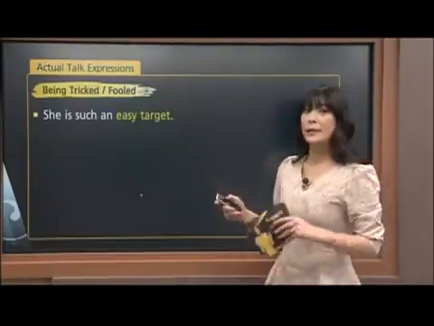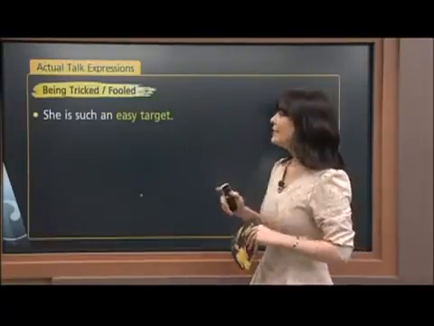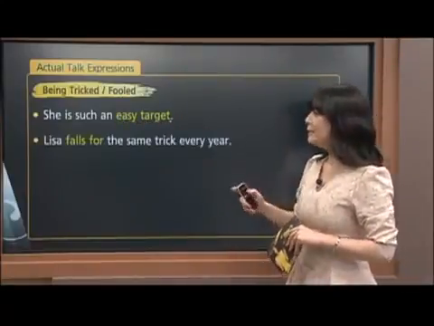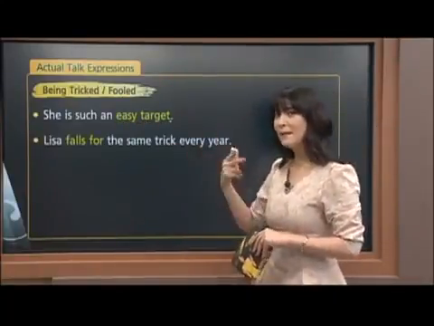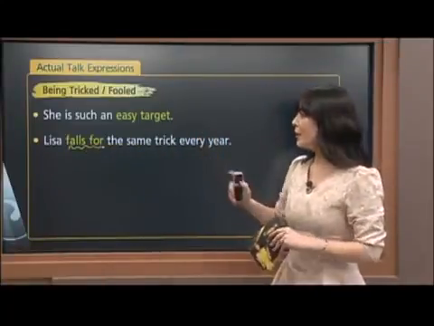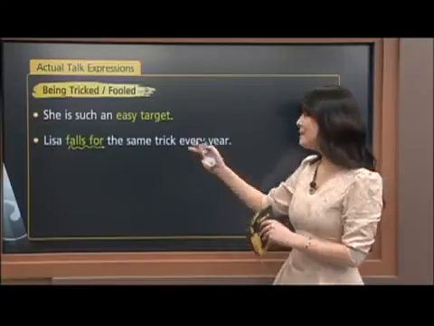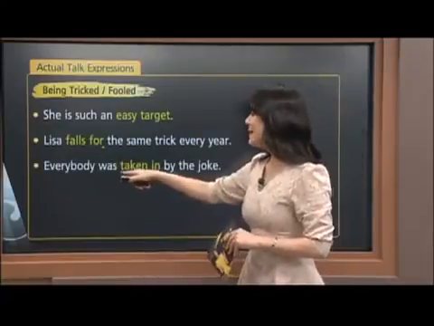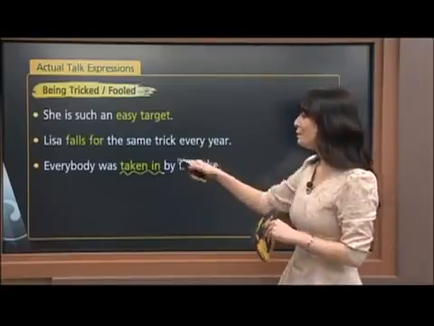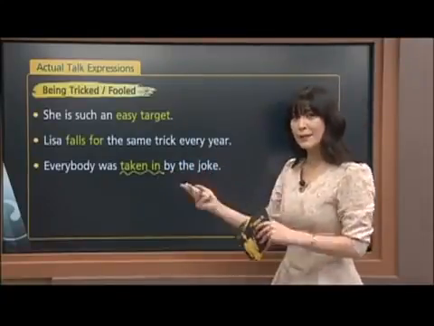Here we go. Being tricked or fooled. Now, you're talking about yourself. When you were tricked, you can say, "She is such an easy target." As I mentioned, an easy target is a person that will be fooled very easily. Lisa falls for the same trick every year. Fall for something, I did mention this, meaning you believe it 100%. So in other words, Lisa is tricked with the same joke or trick every year. Everybody was taken in by the joke. To be taken in also means to fall for a joke, so you're fooled, okay? Everybody was fooled by the joke, everybody was taken in by the joke.